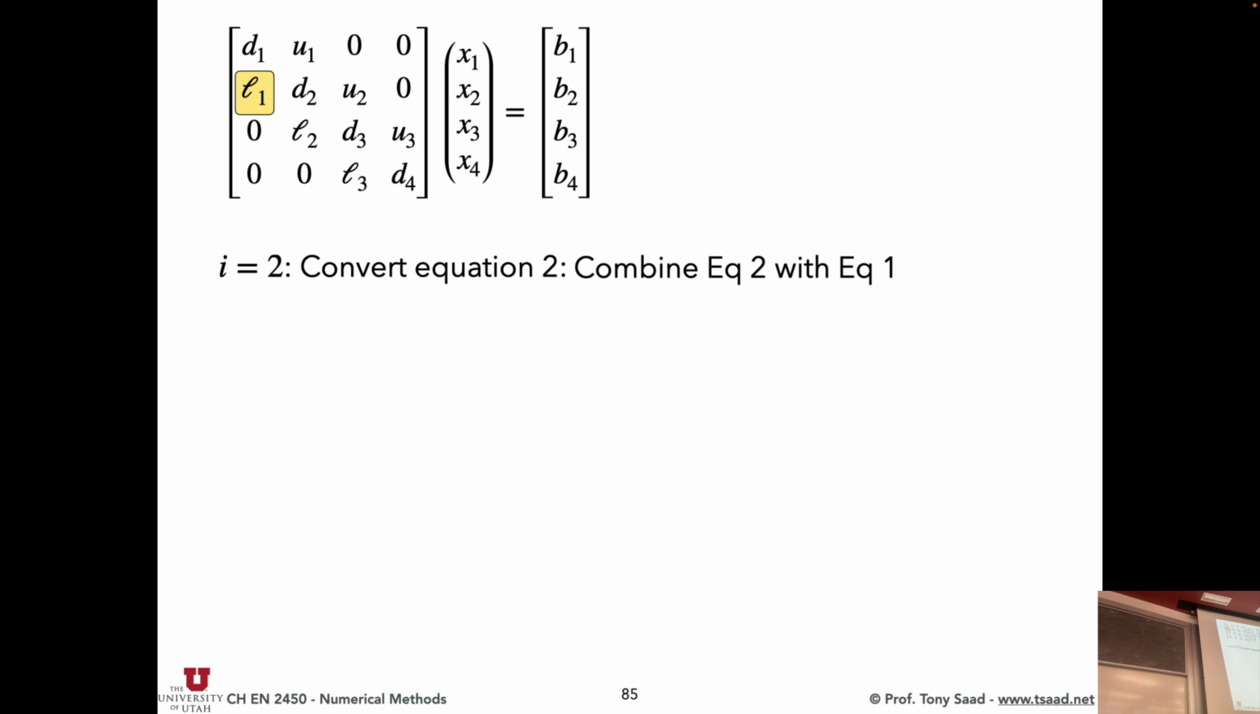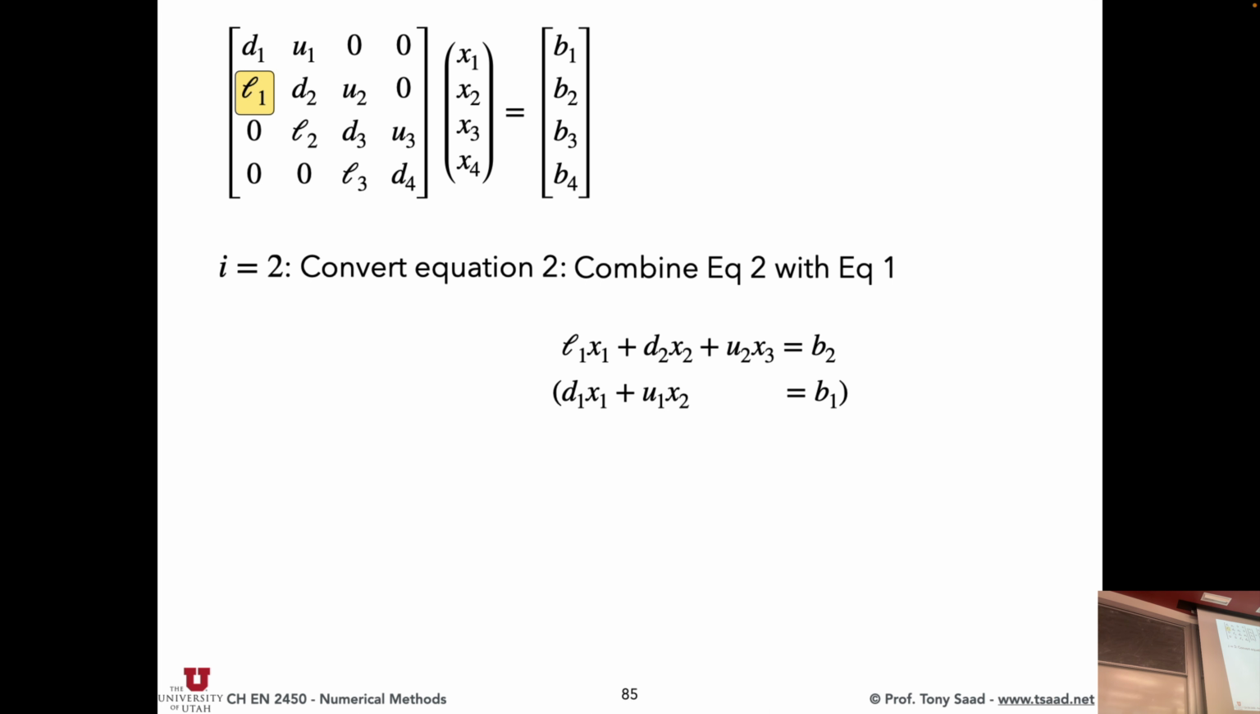You can take 2 times equation 1 minus 3 times equation 2 and change equation 2, and you'll still be fine. These are linear combinations of the equations, and they will not change your answer. So that's what we're doing here. We're going to take equation 2 and combine it with equation 1. Equation 2 is L1x1 plus D2x2 plus U2x3 equals B2. Under it, I'm going to write equation 1, which is D1x1 plus U1x2 equals B1.